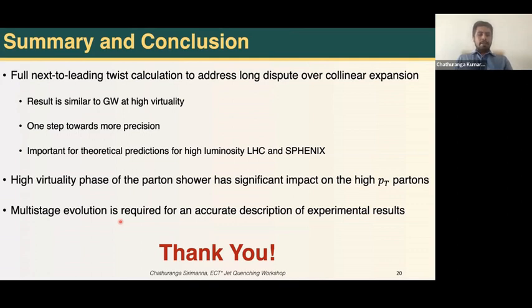Also, the high virtuality phase of the parton shower has a significant impact on high pT partons. And lastly, multi-stage evolution is required for an accurate description of the experimental results.